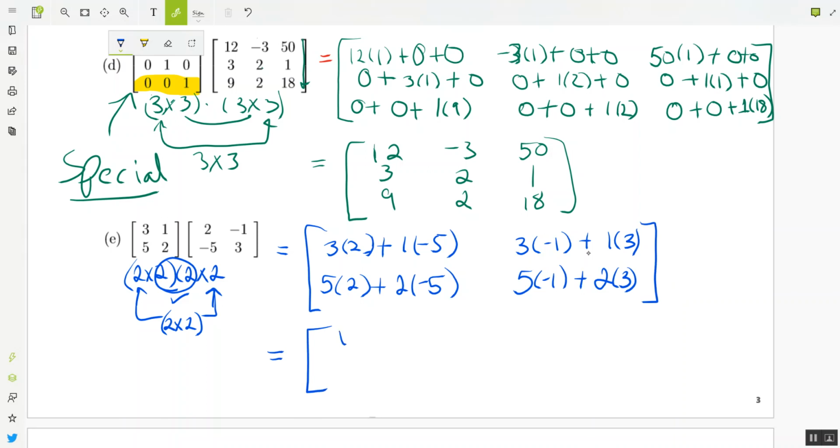Minus 5 will just give me a 1. 5 times 2 is 10. Minus 5 times negative 2, which is negative 10, so that's nothing. Uh-oh. 3 times negative 1 plus 1 times 3. Negative 3 plus 3 is nothing.